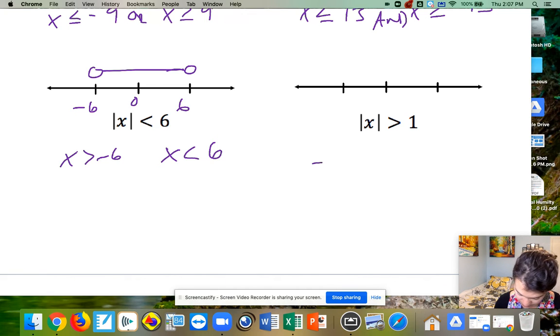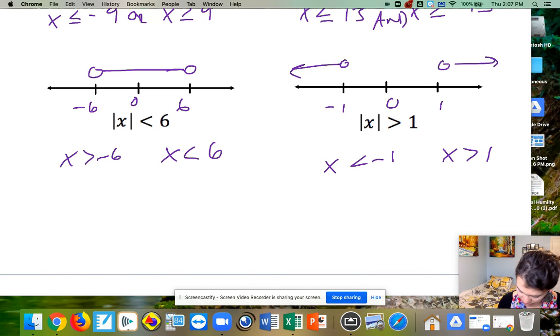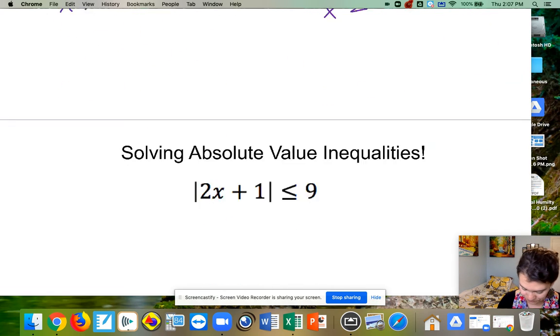So then here you have x is less than negative 1 because we flipped it. X is greater than 1. So negative 1, 0, 1. Open circles for both of these. X is less than negative 1 and greater than 1. So you get that for your graph.